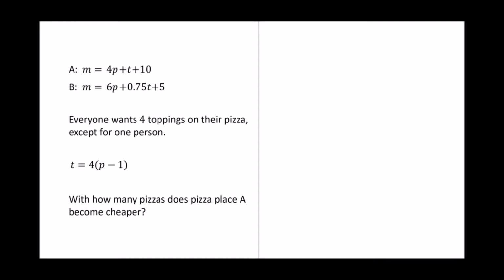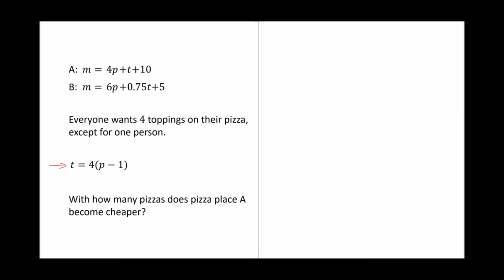We have a couple of things to deal with. First of all, it asks us, when does something become cheaper? So that is an inequality. We have to solve an inequality. But before we can do that, we have too many variables to deal with. There's an M, there's a P, there's a T. So we have to reduce the amount of variables, and we can do that by substituting. What we're going to be doing is substituting the formula for the amount of toppings into the formulas for the price, for the money.